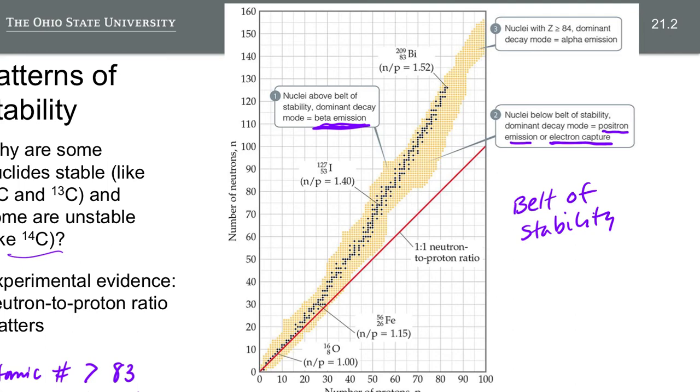Something in the yellow below the blue dots. And then those that have atomic number of 84 or greater, we typically see alpha emission. So the heavier nuclides are going to decay by alpha emission. The lighter ones that are above this belt of stability are going to decay by beta emission. Those below, positron emission or electron capture.